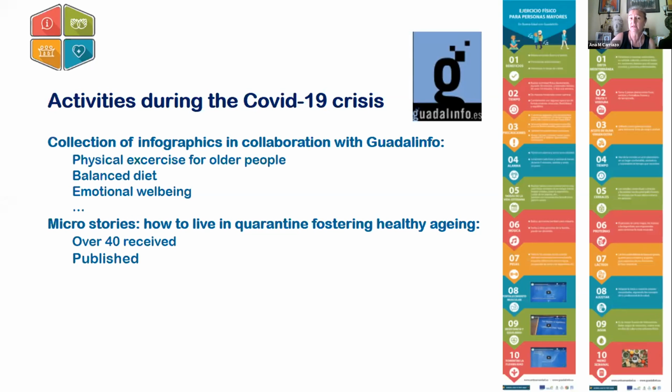During the COVID-19 pandemic, with the obligation to stay at home and avoid concentrations of people, a number of activities were developed to collect infographics to help people, in collaboration with Guadalinfo, the network for fostering digital literacy, on physical exercise for older people, balanced diet or emotional well-being. We also ran a contest for micro stories on the effect of the quarantine on people. They are all published on the website.